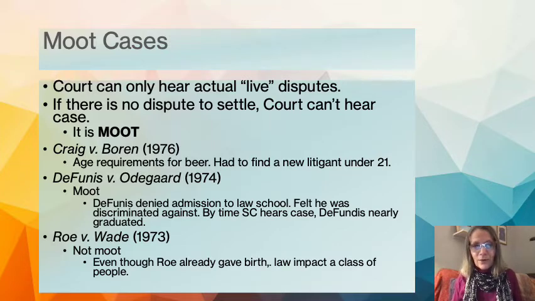Roe v. Wade is another example of a case that could be considered moot, but the court said it was not. Roe v. Wade, we're going to be learning about it later in the semester.